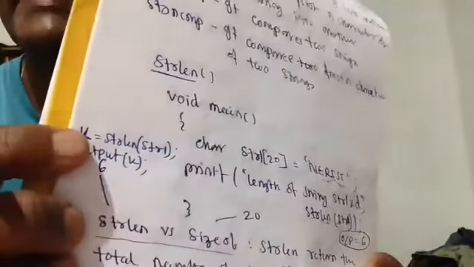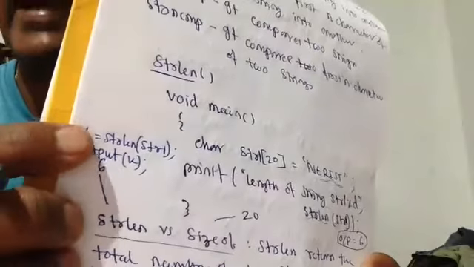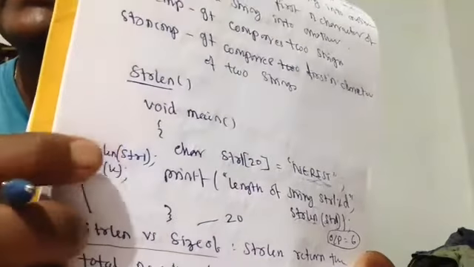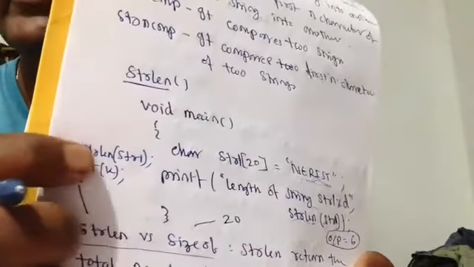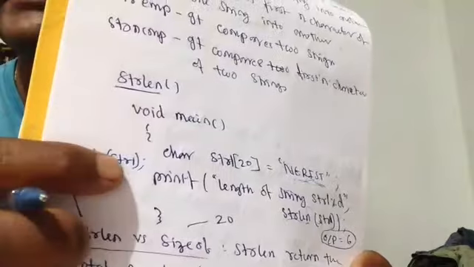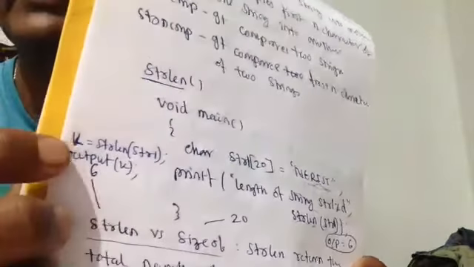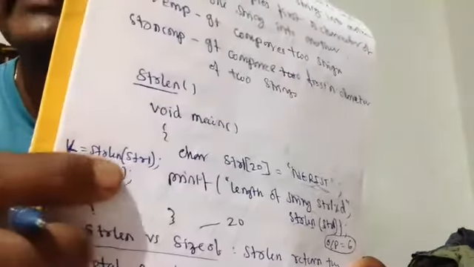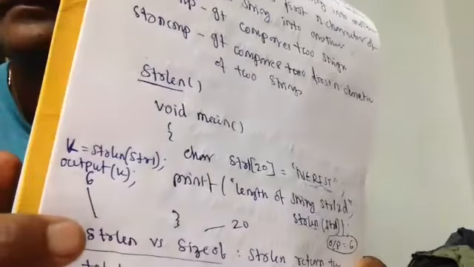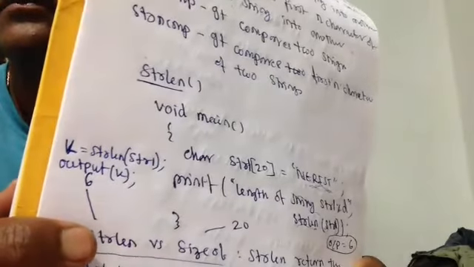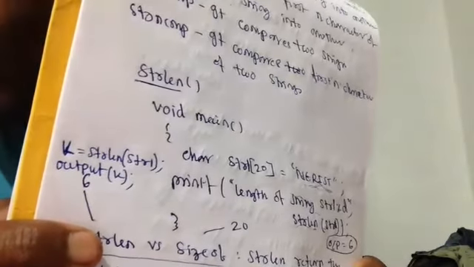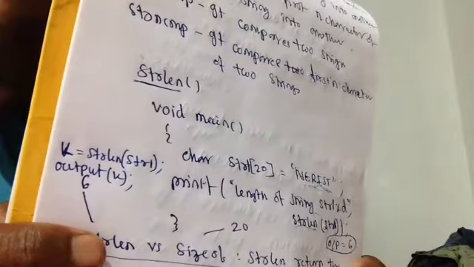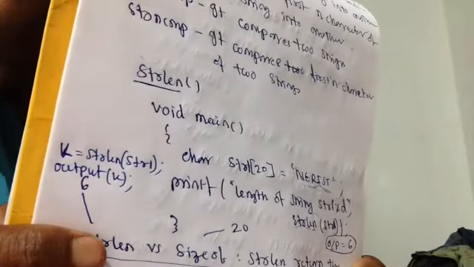This way also you can go. I assign a variable and I put the function strlen of the array. So it holds what? The number 6. 6 is assigned to k, so output k. That is another way. Are you getting it? Yes, sir.